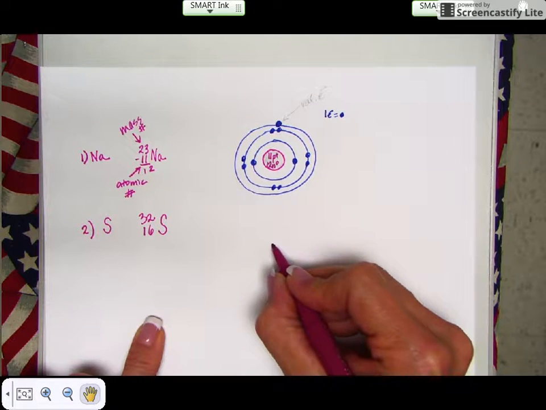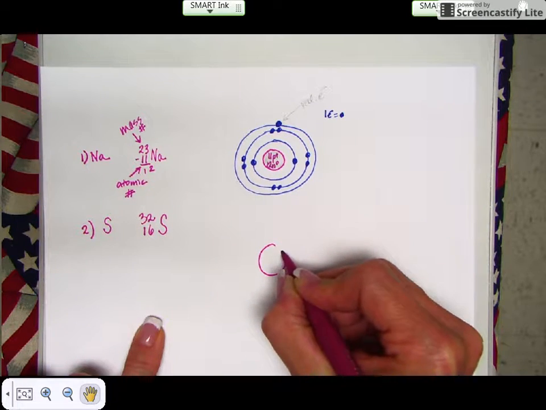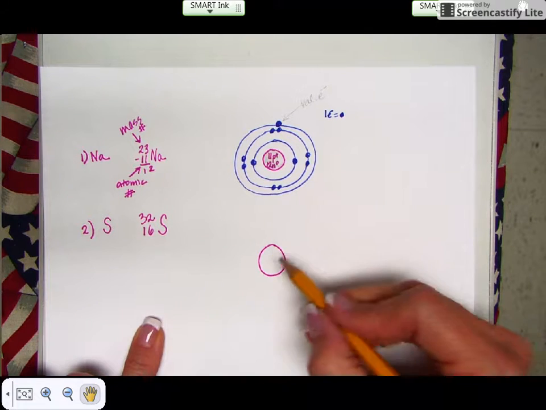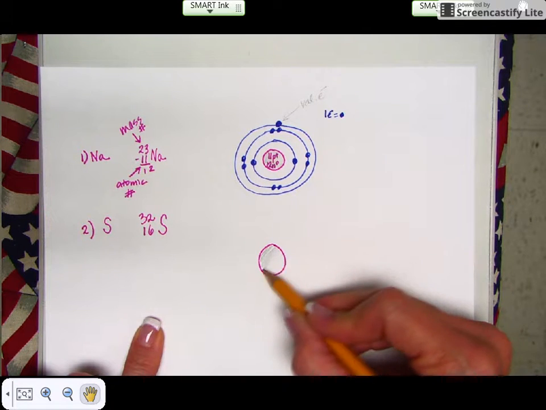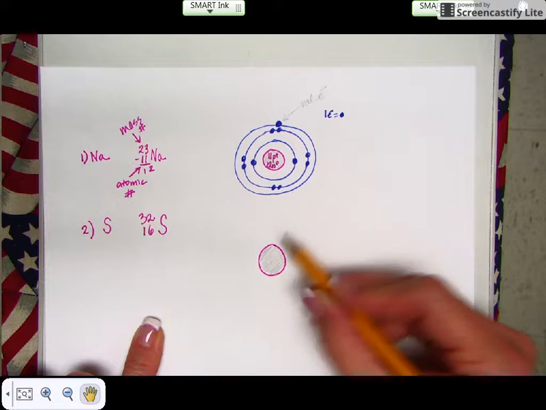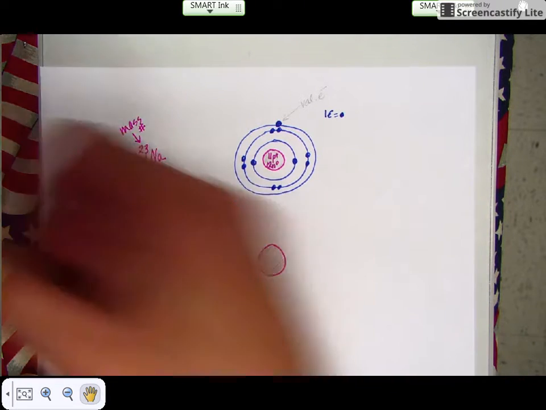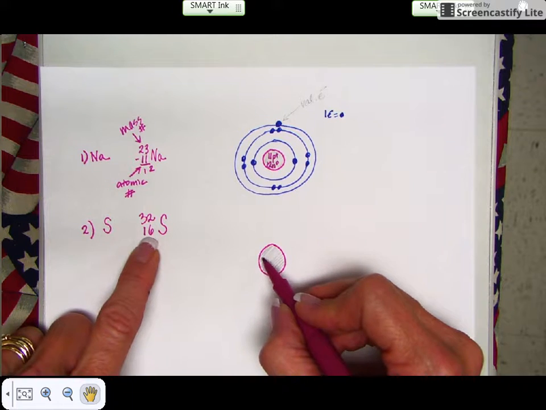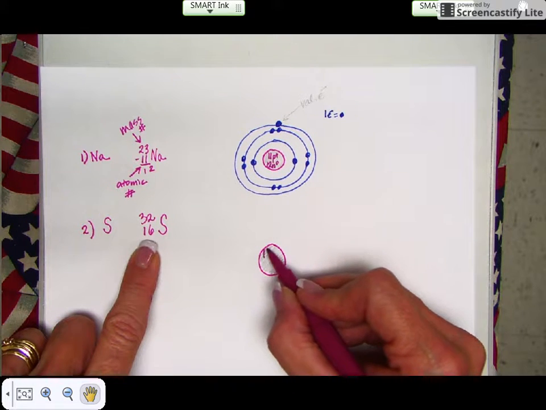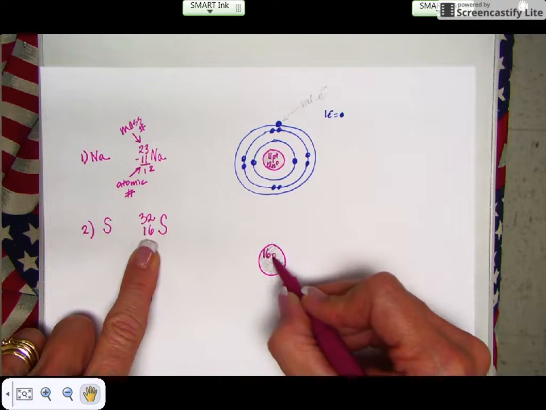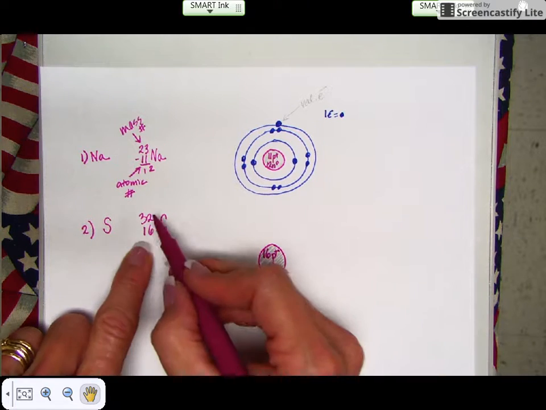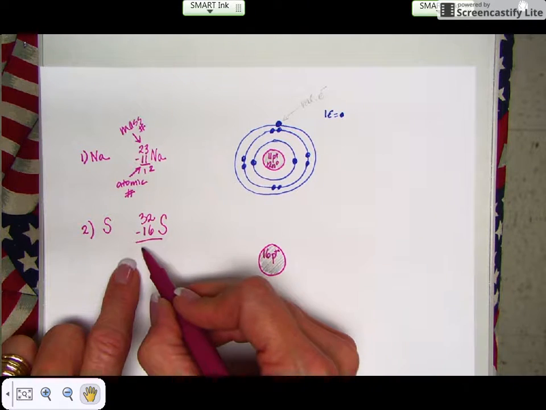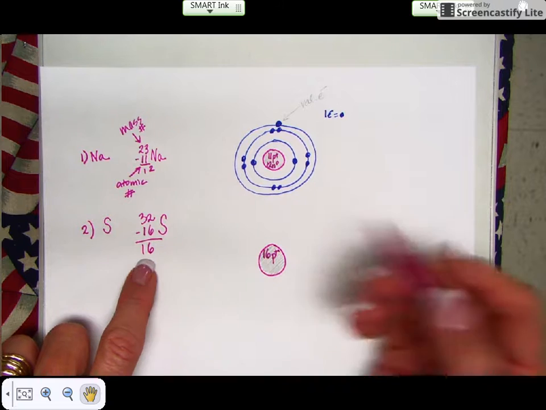So I'm going to draw the nucleus again. I'm going to shade it in just a little bit just to distinguish between the nucleus. I don't want you to confuse that pink border there as an energy level. It's not. All right, so in the nucleus are our protons and our neutrons. So we should put 16 protons. And then when you say 32 minus 16, you're going to get 16 neutrons.